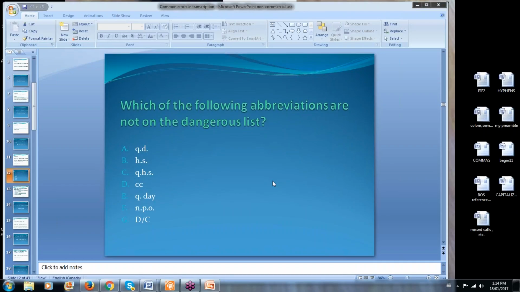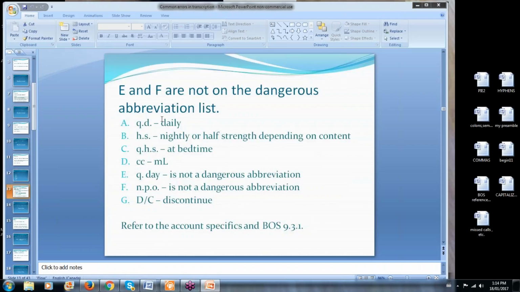Okay, so there's actually two. E and F are not on the dangerous abbreviation list. That's Q-Day and NPO. Now, a lot of students get it mixed up. They think Q-Day is dangerous, and it isn't, okay? Now, QD, that is on the dangerous abbreviation list. You should type daily. HS is on the dangerous list, so you put nightly or half strength, depending on the content of the sentence.